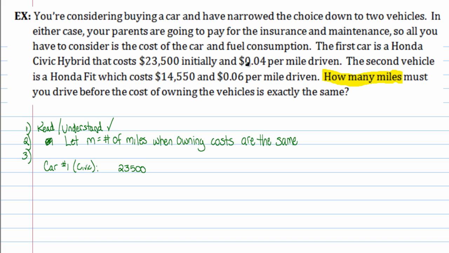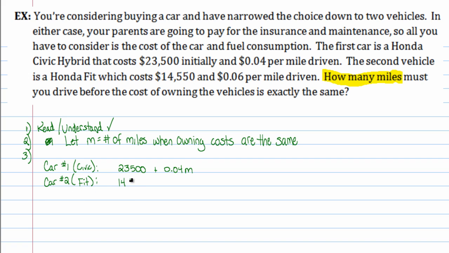The "and 4 cents per mile driven" means you're going to add on or tack on 4 cents for every mile you drive. And we're letting M equal the number of miles, so 4 cents times M. If you only drive it 1 mile, it costs you 23,504 pennies. So on and so forth. For the second car, and since I've written car number 1, I'll write car number 2, but it's the Honda Fit.